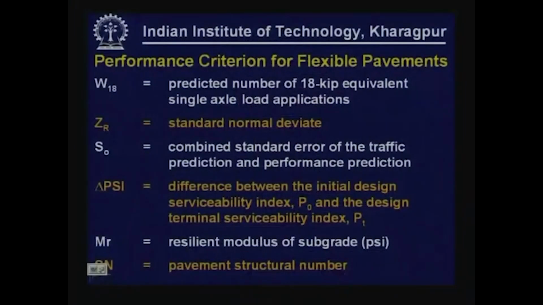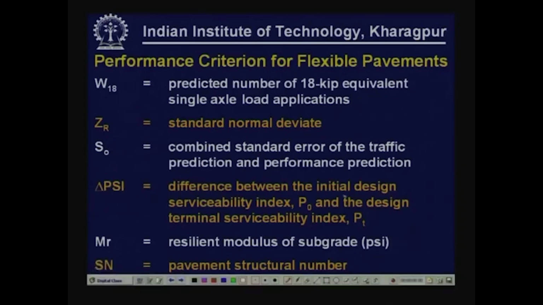Delta PSI is the difference between the initial design serviceability index, P original, or we can call it PI initial, and the design terminal serviceability index. We are calling both these terms design because this is what we expect when we use certain materials and follow certain construction practice. We expect that the initial serviceability index is going to be 4.2, 4.3 depending on the practices that we adopt. Similarly, we are designing the pavement so that its terminal serviceability index at the end of 10 years, at the end of 50 million standard axles, 60 million standard axles is going to be either 2.5 or another value that we are selecting. That is why it is a design terminal serviceability index.